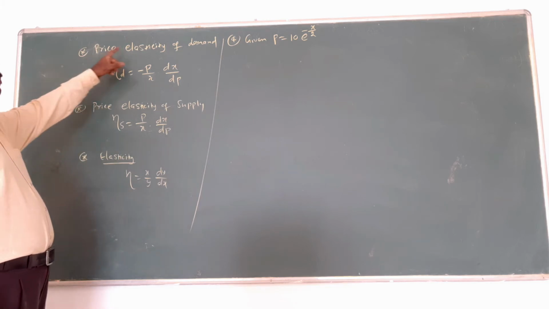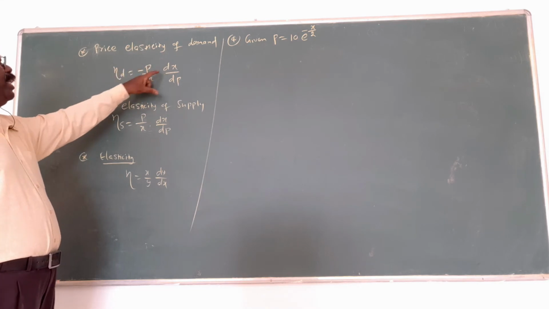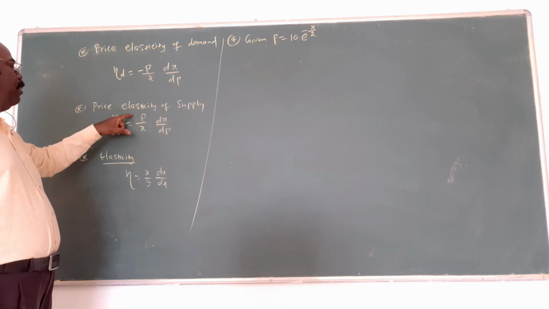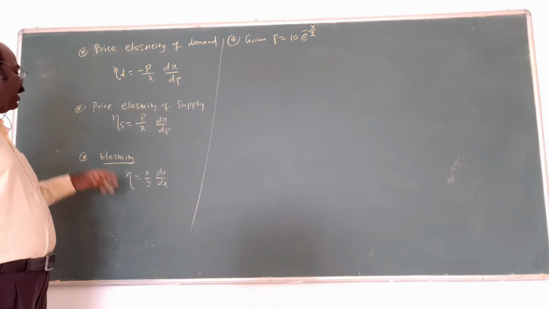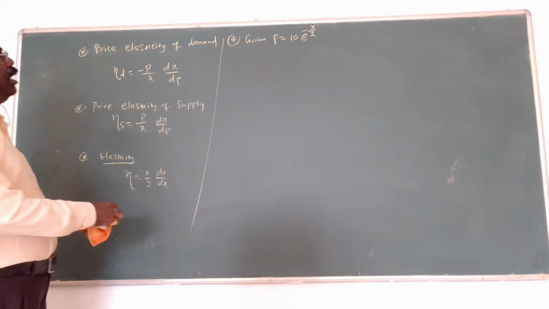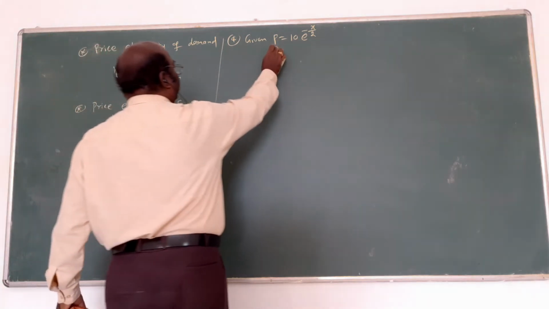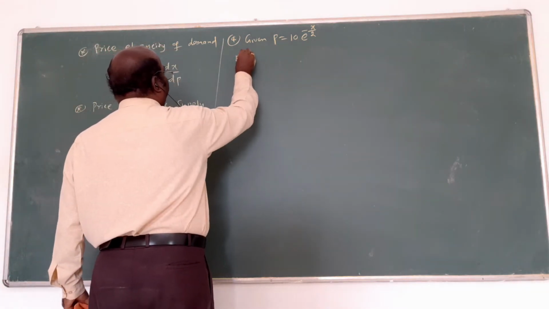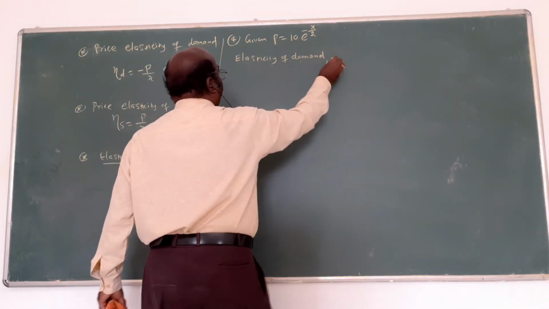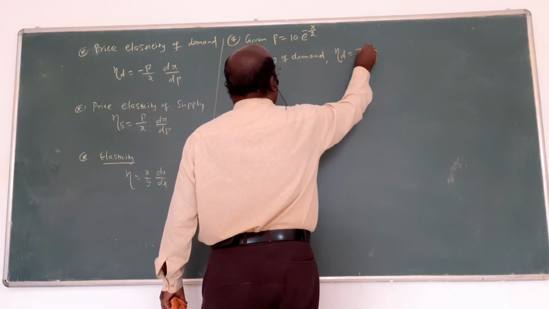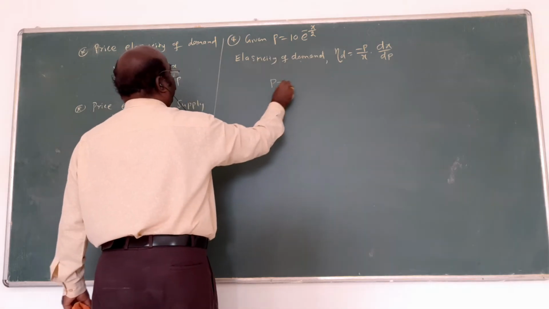Next idea, the price elasticity of demand. This is beta. Beta d equals minus p by x into dx by dp. Here the price elasticity of supply, beta s, is equal to p by x into dx by dp. Now the fourth question, the elasticity of demand is asked. This is given. First take the formula. Elasticity of demand, what is the formula? Beta d equals minus p by x into dx by dp. Am I right? Now this is given.